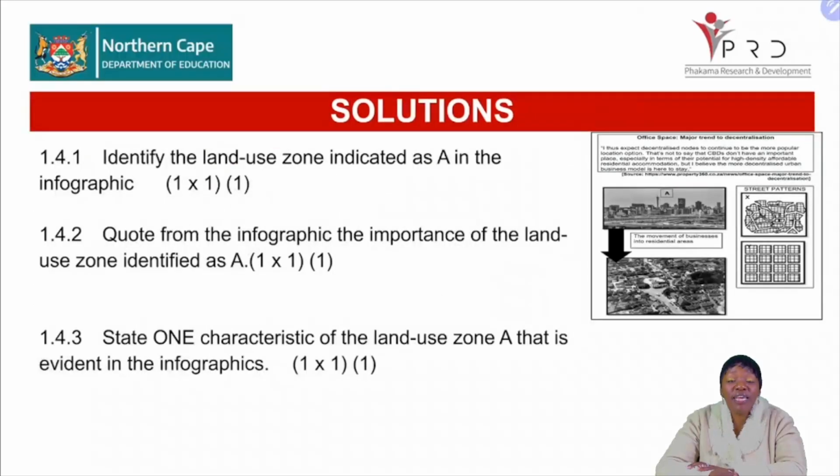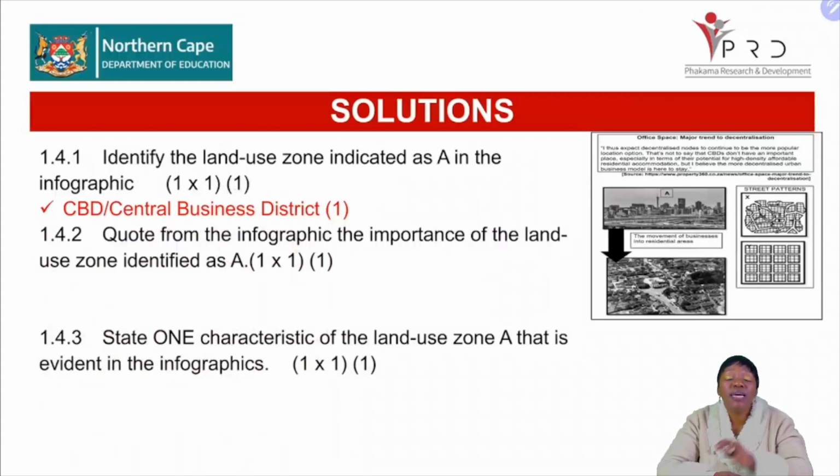Right? Looking at our first question, whereby you were supposed to identify the land use zone at A. The land use zone at A is a CBD, or a central business district in full. Remember, you can still get 1 mark for what CBD stands for. So it is important to familiarize yourself with both. It's a CBD or it's a central business district.